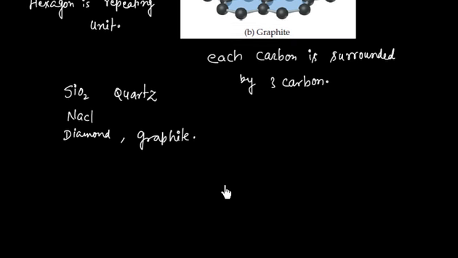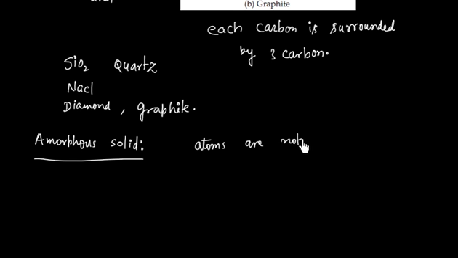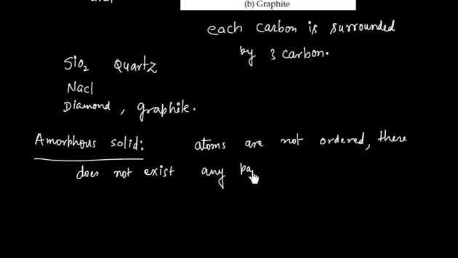Now let us discuss amorphous solid. So in case of amorphous solid, we do not have a pattern. So no order, no pattern. So in case of amorphous solid, atoms are not ordered and there does not exist any pattern in long range.